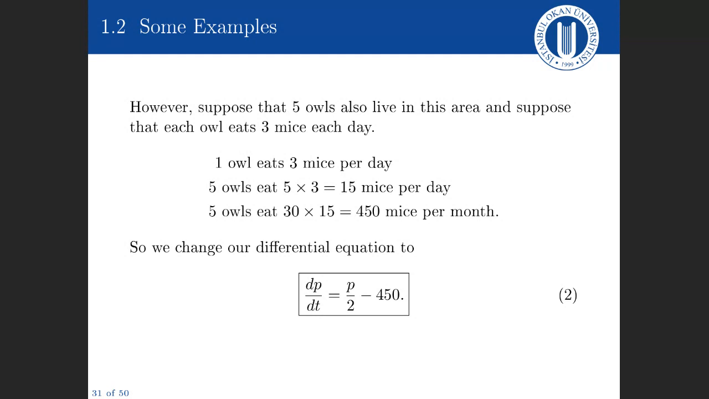We should think of it this way. The p/2 at the start is how many baby mice are born each month, and then the minus 450 is how many mice die each month.